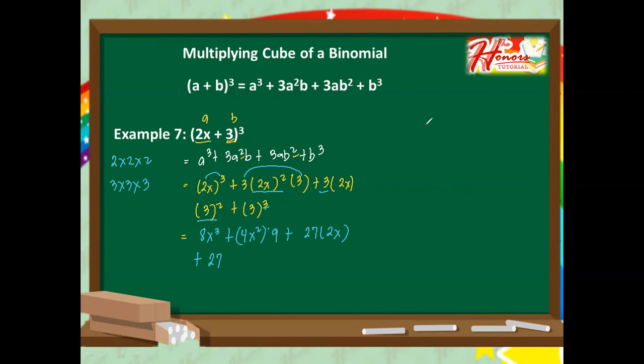Let's continue solving. So copy 8x cubed and then solve for this. 4 times 9, that's 36. So plus 36. And then copy x squared plus 27 times 2, that's 54. So 54x plus 27. So that's the final answer for multiplying the cube of a binomial. And that's it also for special products.